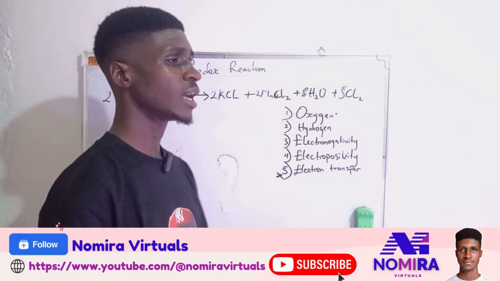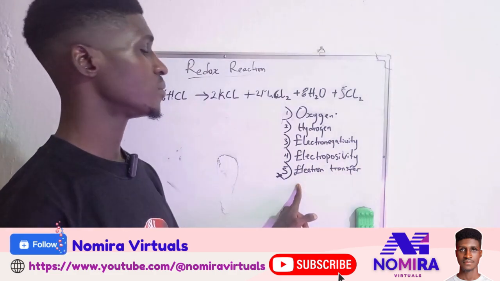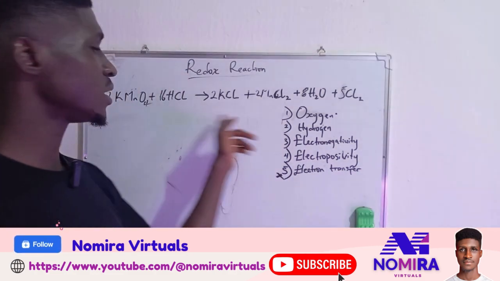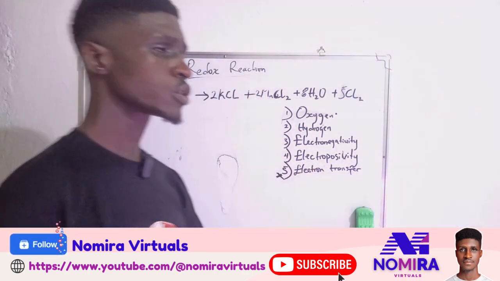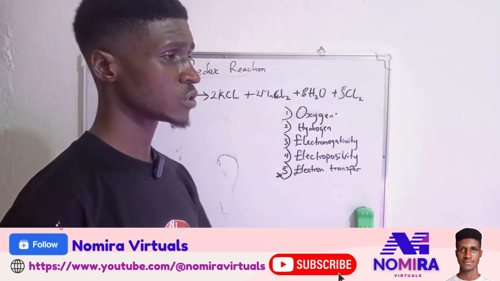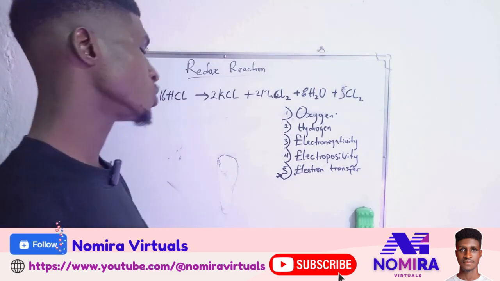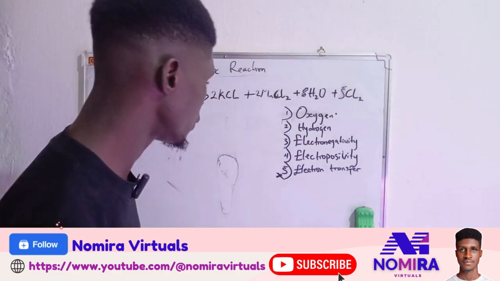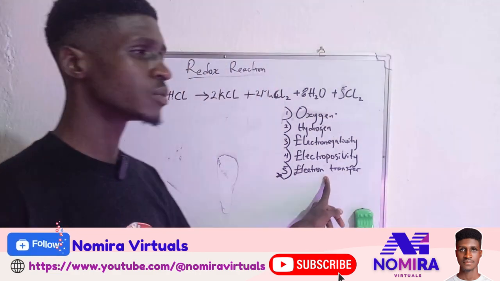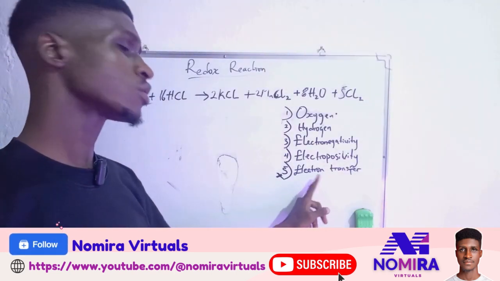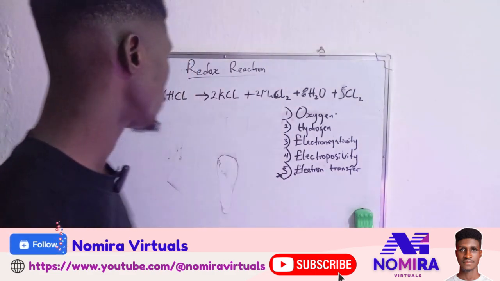Then the last one, you notice I put an asterisk on it. This one is the main criterion, which is electron transfer. We are going to be looking at loss of electrons, which will mean oxidation, and then gain of electrons, or adding of electrons, which will mean reduction. So oxidation in this reference means removal of electrons, then reduction in these same terms will mean addition of electrons.